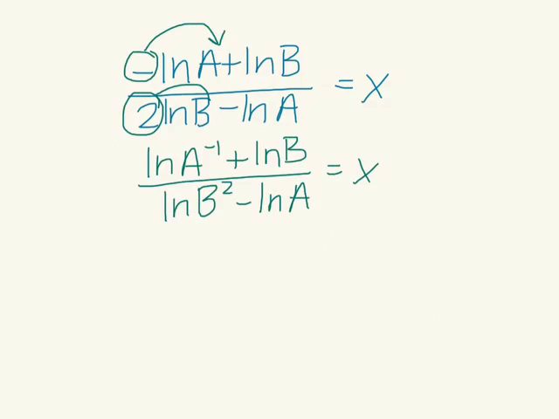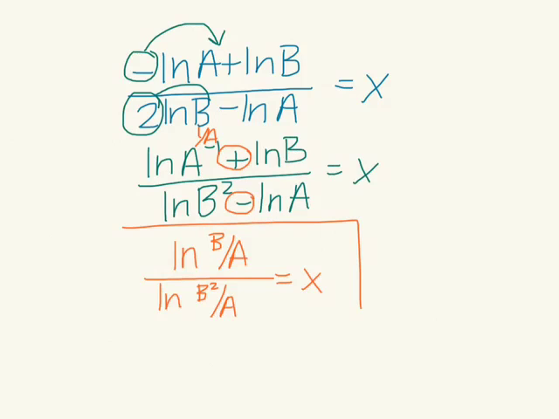And now to combine further, here addition means multiply, and a to the negative 1, that's the same as 1 over a. So 1 over a times b, that gives me b over a. And in the denominator here, subtract means divide, so that gives me ln of b squared over a. And there's the final answer if you move the way we moved in this example.